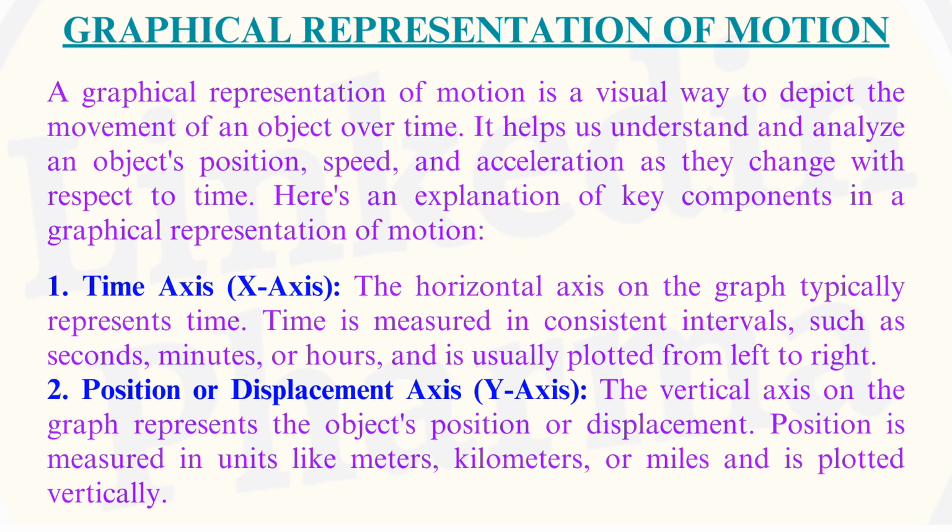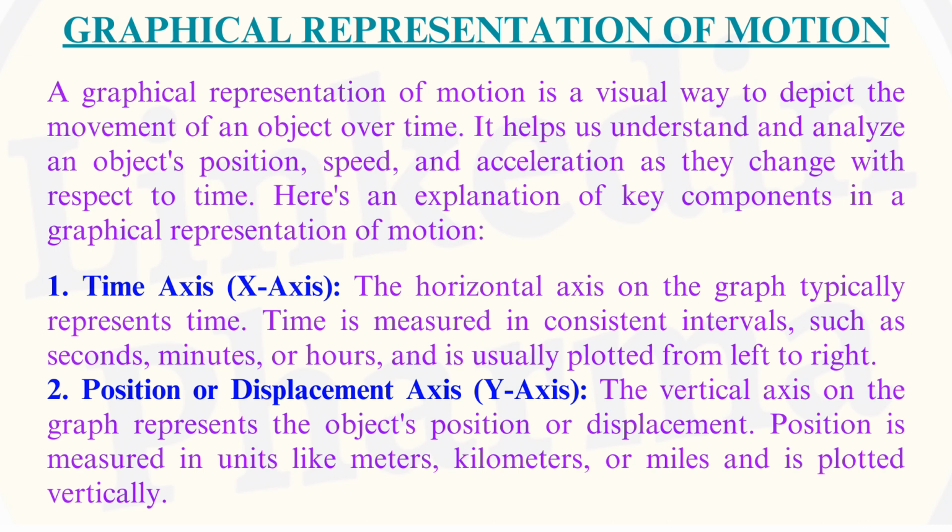Graphical representation of motion. A graphical representation of motion is a visual way to depict the movement of an object over time. It helps us understand and analyze an object's position, speed, and acceleration as they change with respect to time. Here's an explanation of key components in a graphical representation of motion.